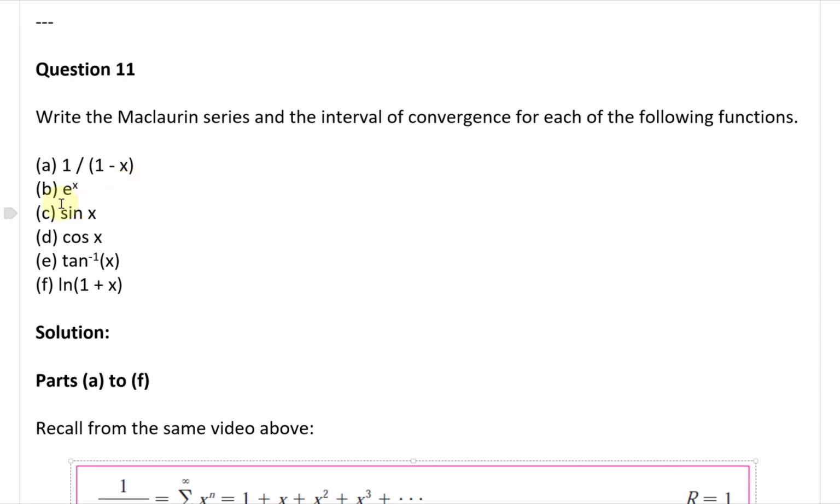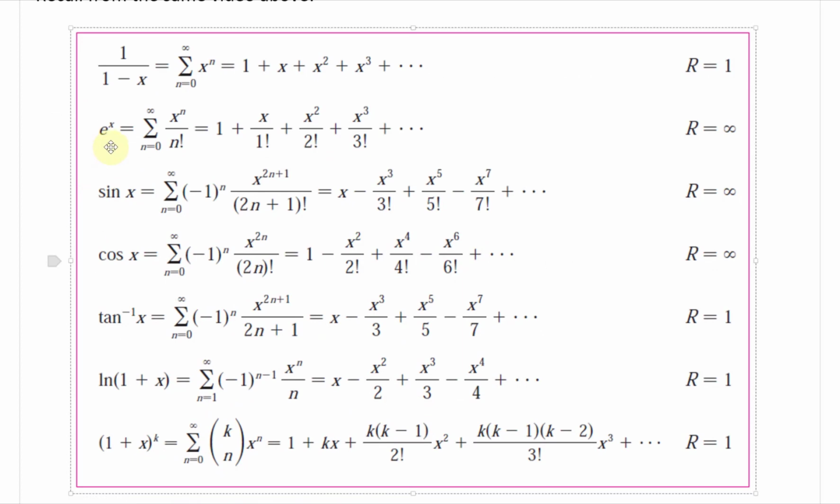And now part B is e to the x. So e to the x equals the summation from n equals 0 to infinity of x to the power of n divided by n factorial. So you're going to have 1 plus x divided by 1 factorial plus x squared divided by 2 factorial, etc. The radius of convergence is infinity, so it converges for all values of x.